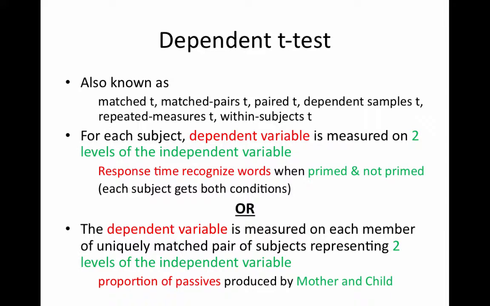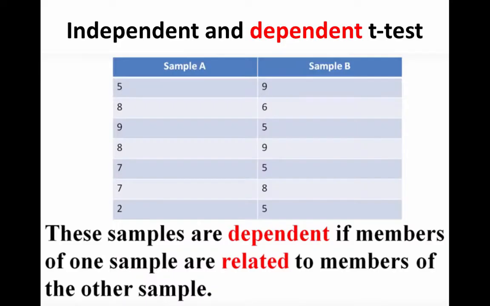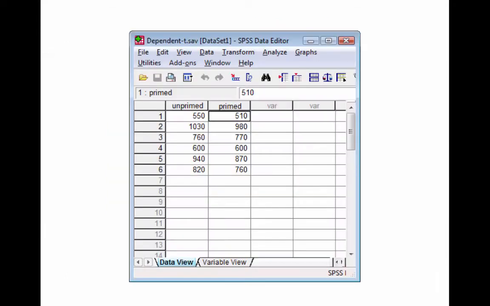Or the dependent variable is measured on each member of a uniquely matched pair of subjects representing two levels of the independent variable. Proportion of passives produced by mother and child. Independent and dependent t-tests. These samples are dependent if members of one sample are related to members of the other sample. Unprimed and primed.